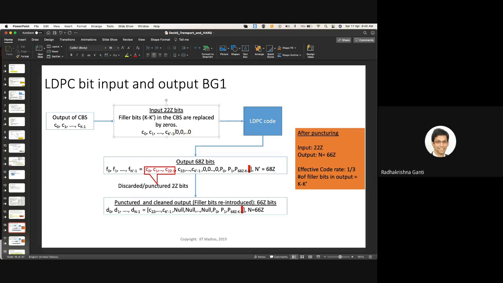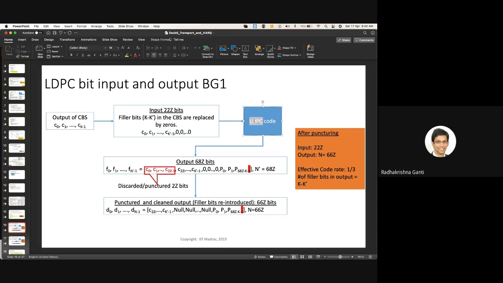Okay, how many zeros are there? K minus K dash. Okay, so the total number of bits that go into LDPC code is K, which is nothing but 22Z for BG1 and 10Z for BG2. Okay, is this clear? You understood this part?